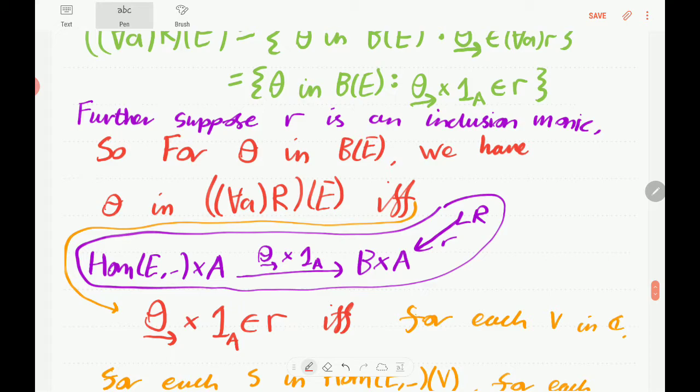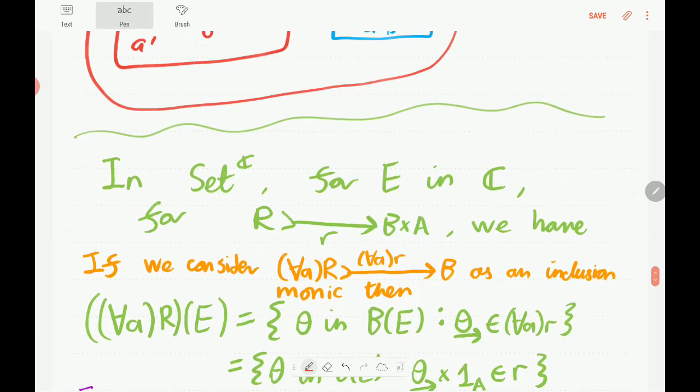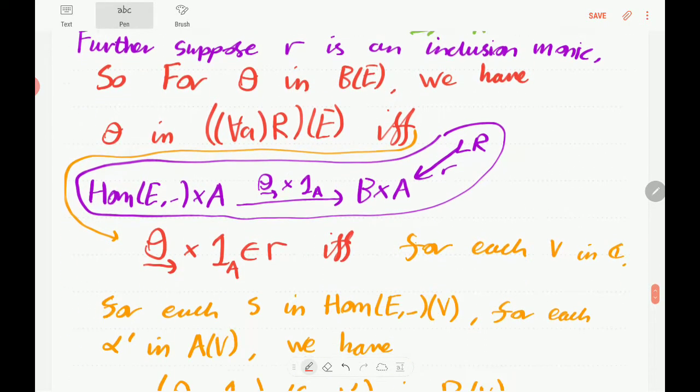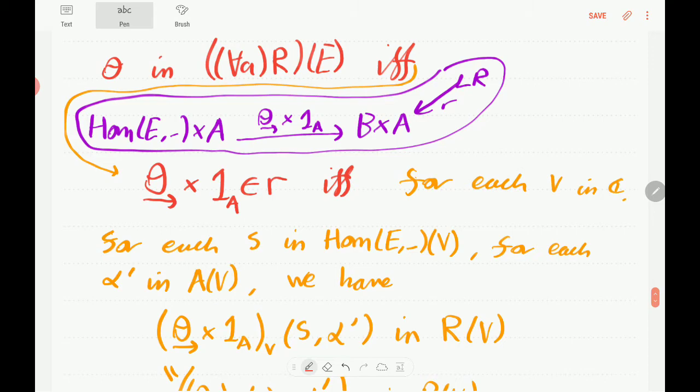So here's the idea then. Suppose we have an E-type element theta of B. Now the thing is that we're going to have that theta is in for all A capital R of E. In other words, theta is an E-type figure which is in this inclusion sub-object that we're interested in, if and only if theta under arrow times the identity of A is in R. Well, we knew that.